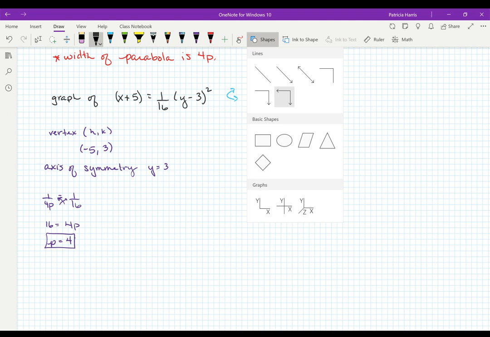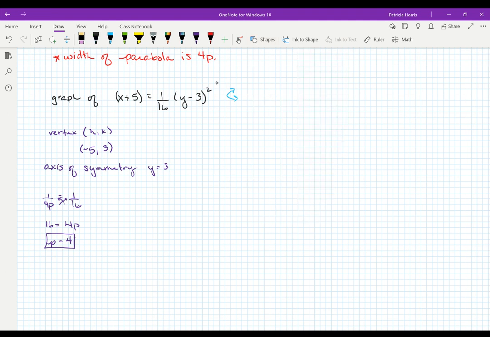Okay, so let's go get a graph. Colors and labeling do help out. So I'm going to graph my vertex, negative 5, 3. So there's negative 4. And I'm going to label that with a little v. Now I'm going to put in my axis of symmetry.